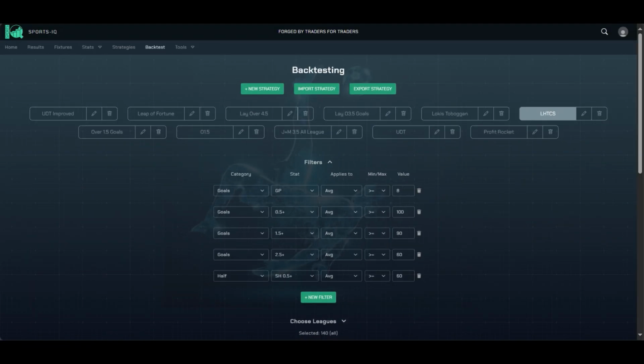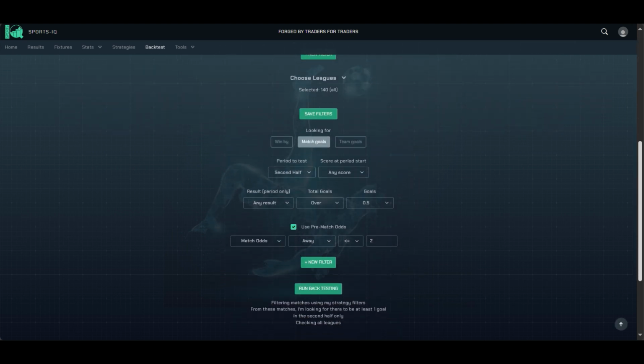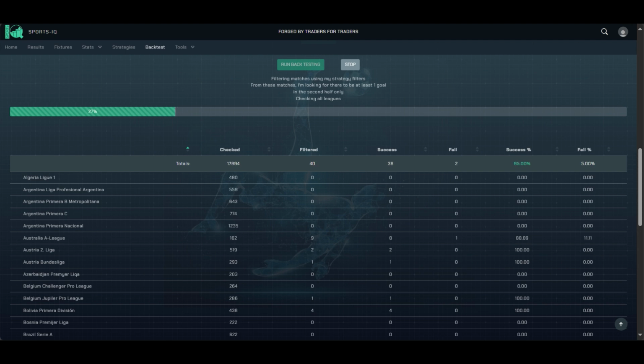So let's take a look at backtesting with the strategy with favourites under 2.0. Now that we've set up our filters, let's see how they perform in the backtest. This time we'll focus on matches where the favourite in the match odds is priced under 2.0, running two separate tests, one for a favourite in the home team and one for a favourite in the away team. So let's take a look at the home team.